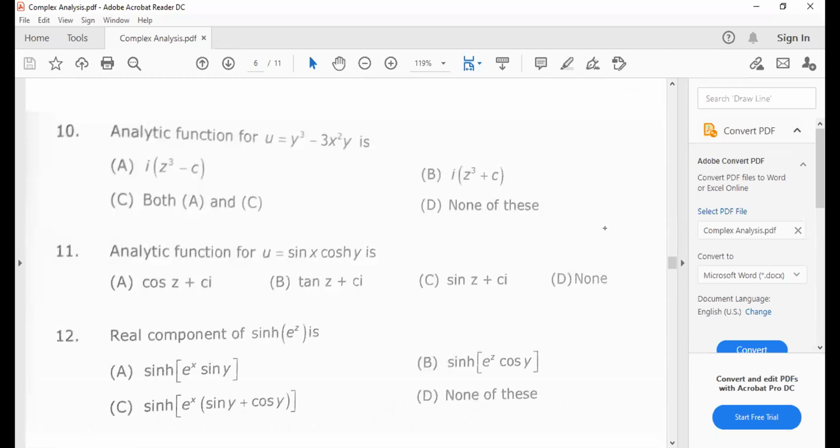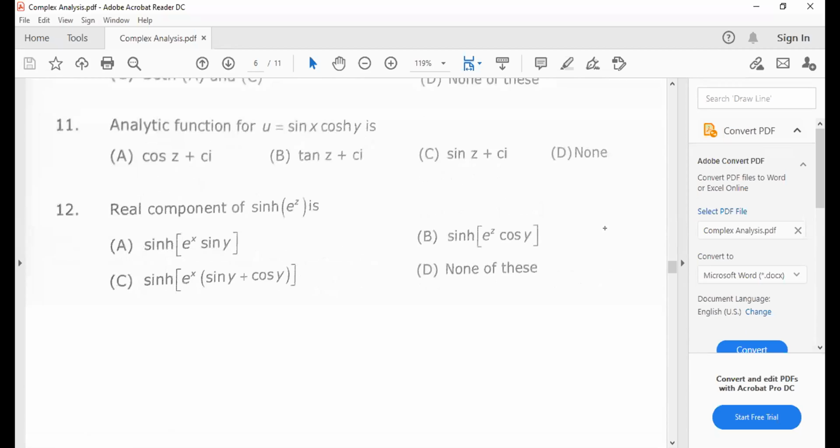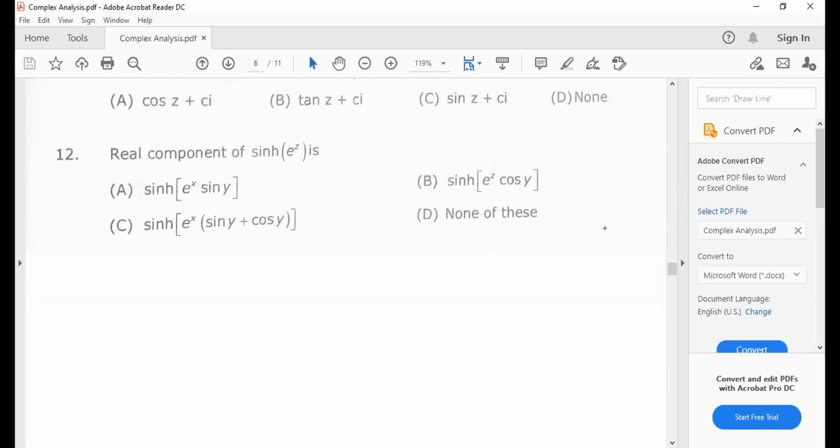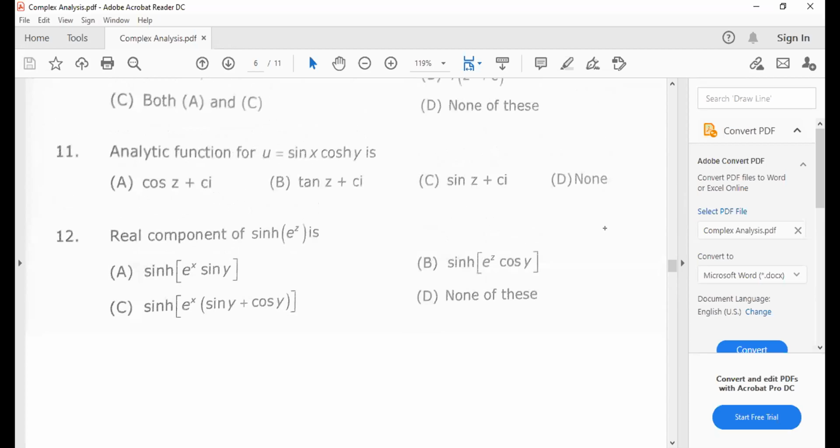The real component of sine hyperbolic, the 12th one: sine hyperbolic of e power z. First you have to write e power z as e power x plus iy, which is e power x into e power iy. We can write e power iy as cos y plus i sin y. Just to separate the real and imaginary parts, then we'll get the real component of the sine hyperbolic function.